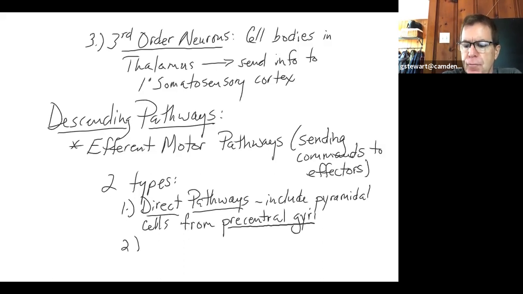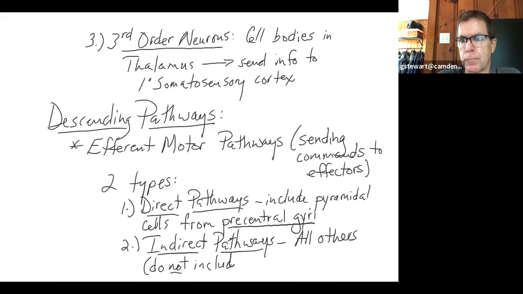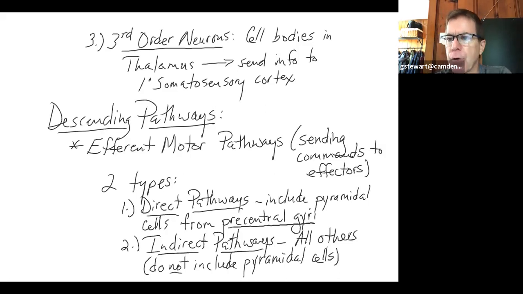The indirect pathways is basically all other non-pyramidal cells from the brain. Oops, I forgot to write indirect pathways. Indirect just basically means they are pathways that don't include these pyramidal cells from the cortex. So those are the two different classifications or categories or types of efferent descending pathways down the spinal cord. All of these, or most all of these pathways have 2 neurons, not 3.